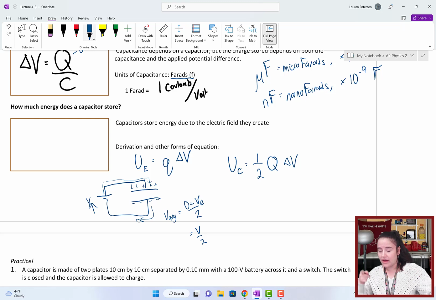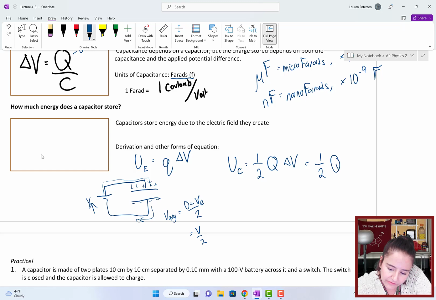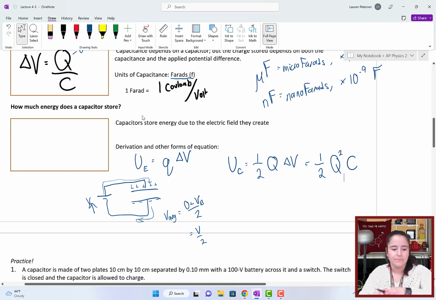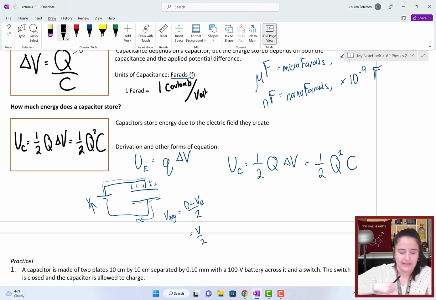It's also in one other form on your equation sheet, where instead of the delta V, they're subbing in the Q over C, which gives you 1/2 Q squared over the capacitance C. So that is the energy stored on a capacitor: 1/2 Q delta V, or 1/2 Q squared over C.